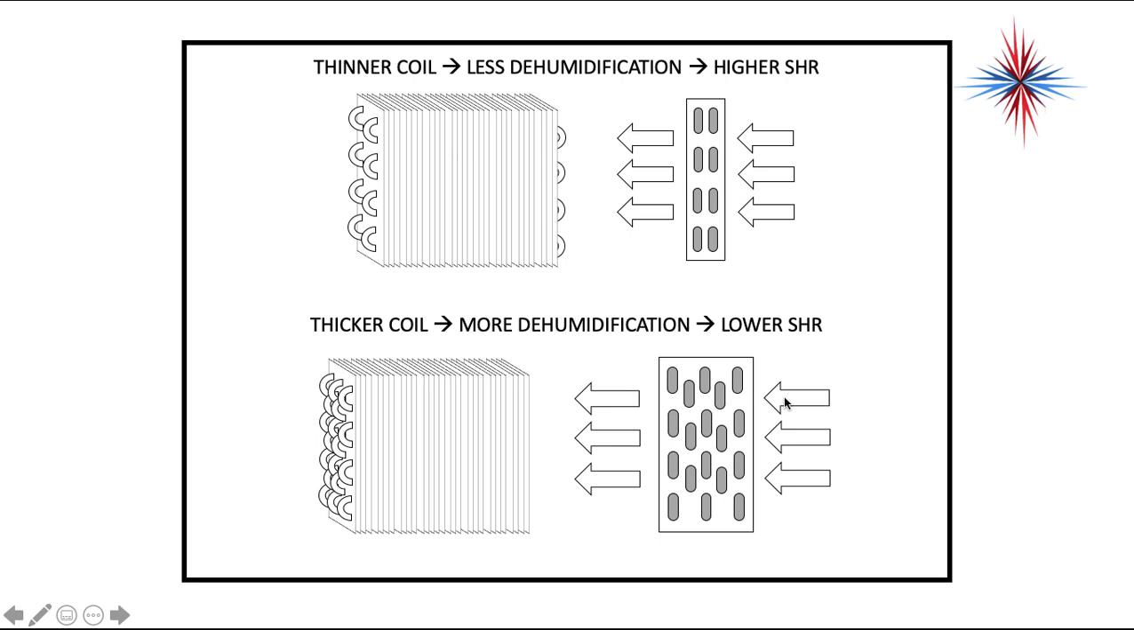So if we take a look at the side of a coil, this is what I'm talking about. The thinner the coil, by rows, I mean how many rows that way, not this way, the less dehumidification, the higher the SHR. The thicker the coil, the more dehumidification, the lower the SHR. In other words, the more latent heat. So between these two coils, this is going to be great in an area where I don't need a lot of dehumidification. This has to happen in an area where I have a ton of dehumidification.